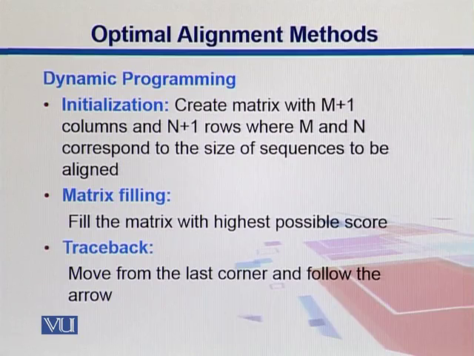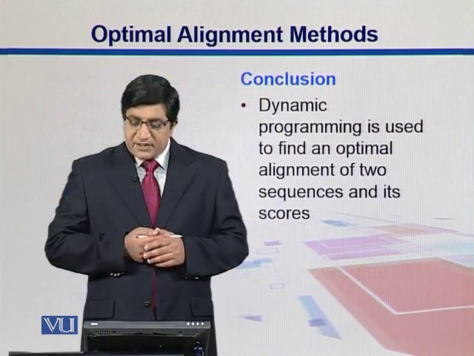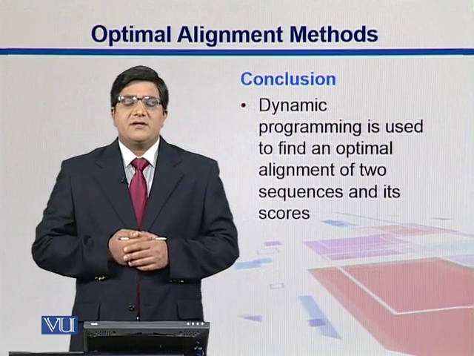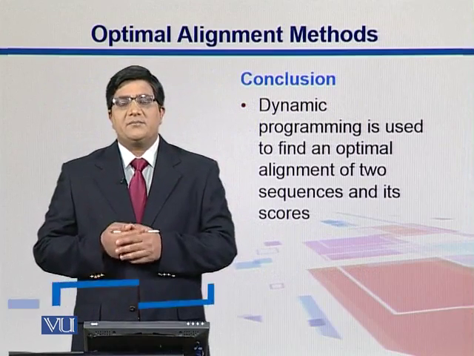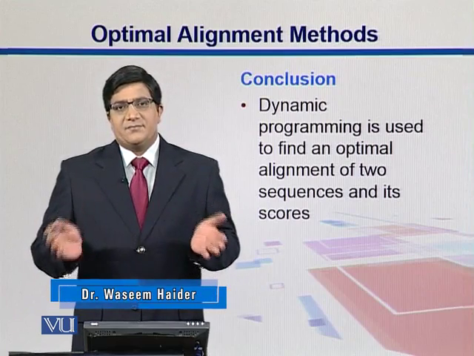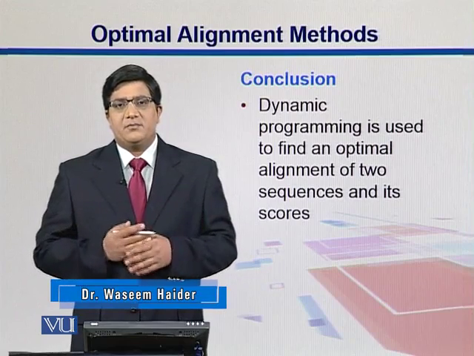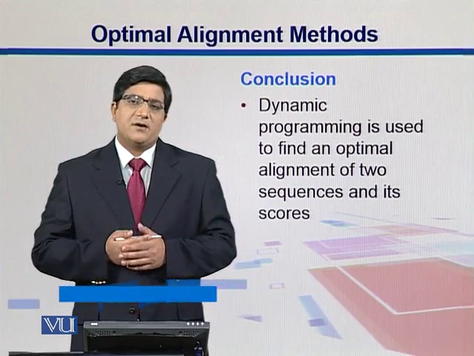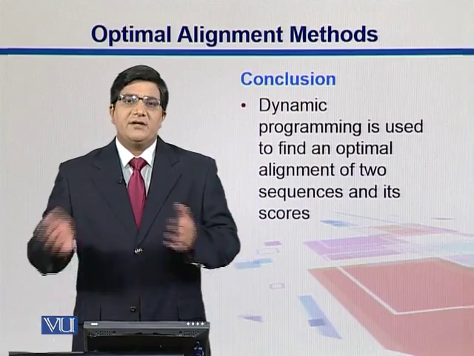In the matrix filling, we fill the matrix with the highest possible score. We link it to different options and then we pick the one that gives the highest score. And in traceback, we move from the last corner and follow the arrows and come up, and then our alignment is done. So the dynamic programming approach is a very important optimal alignment method, where we take the big problem and break it into small sub problems, we solve them, and in the end we integrate our solution.